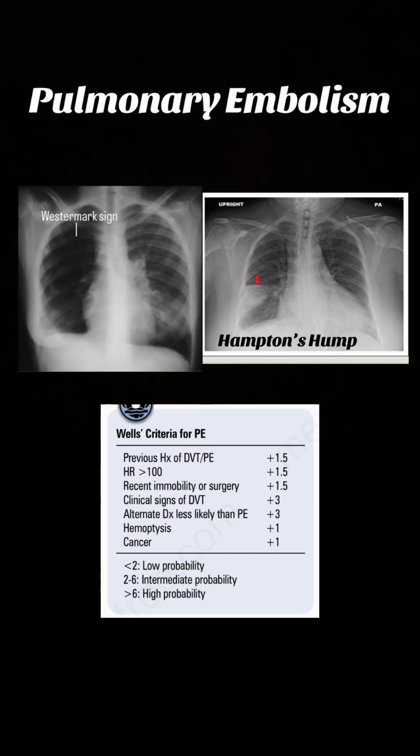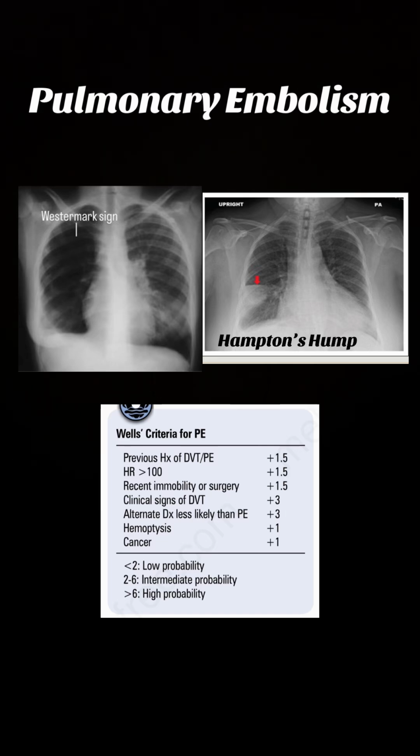So if you calculate according to this criteria and you get more than 4, that will make you go for CT pulmonary angiography. If it's less than 4, then you have to go for D-dimer testing. If the D-dimer is more than 500, then you're going to go for CT pulmonary angiography. And if that confirms it, then pulmonary embolism is diagnosed.